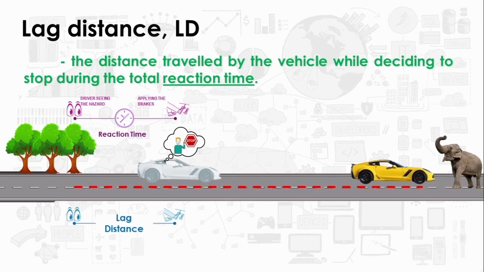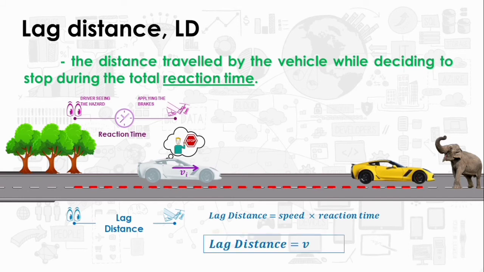Using kinematics, we can now get the equation for lag distance. The velocity of the car can be thought of being constant during the short amount of time. So all we need is the speed times the reaction time to get the lag distance. Since the reaction time of a person wanting to brake is generally less than a second, this distance is the smallest relative to the braking distance. Therefore, lag distance is equal to the initial velocity of the vehicle times the total reaction time.